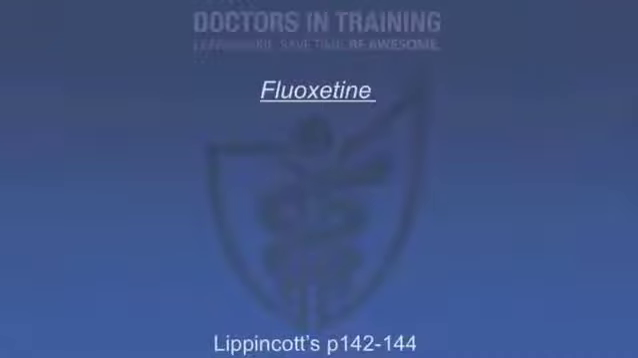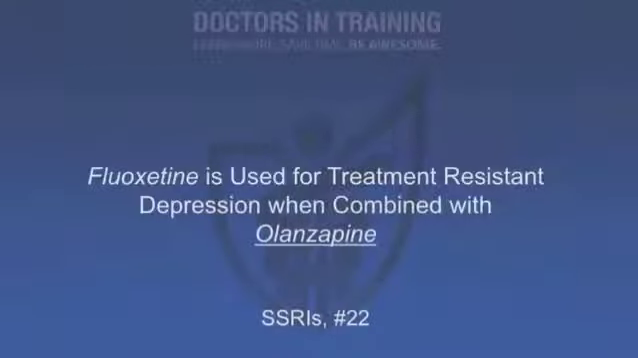Fluoxetine has a much longer half-life than the other SSRIs. It's about 50 hours. It's available as a sustained preparation, allowing once-weekly dosing. And it also has an active metabolite, which has a half-life of about 10 days. Fluoxetine is FDA approved for major depressive disorder, obsessive compulsive disorder, bulimia nervosa, and panic disorder. It is also used in treatment-resistant depression when combined with the atypical antipsychotic olanzapine.